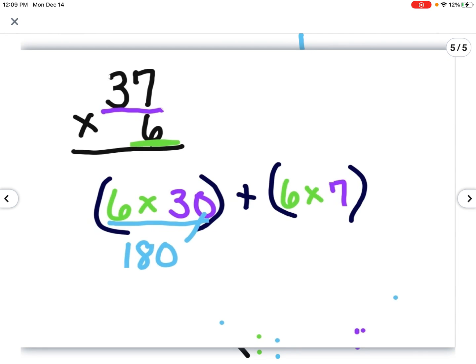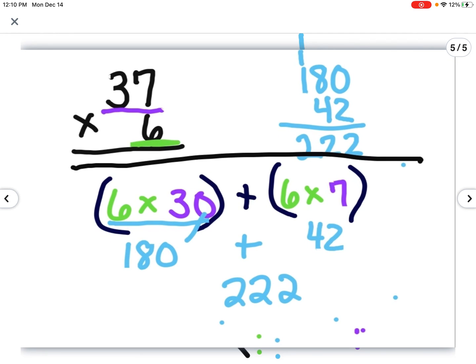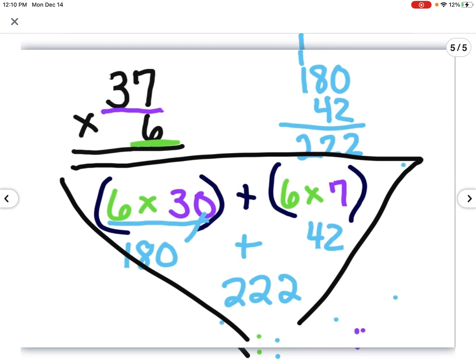I know that 6 times 7 is 42. Now I'm adding 180 plus 42. Well, I know that 180 plus 40 would be 220. Or if I need to, I can stack it up right here to make my adding easier. 8 and 4 is 12, carry a 1. So 220, and then I would have that 2, so my answer is 222. When I'm finished, my problem should look like an upside down triangle.